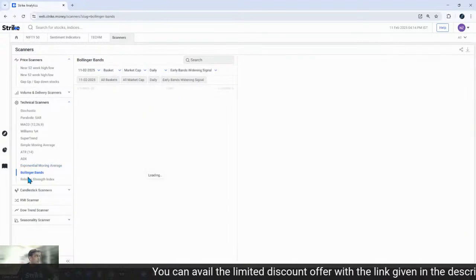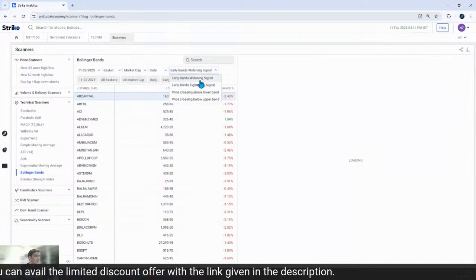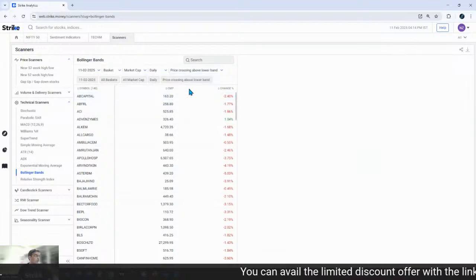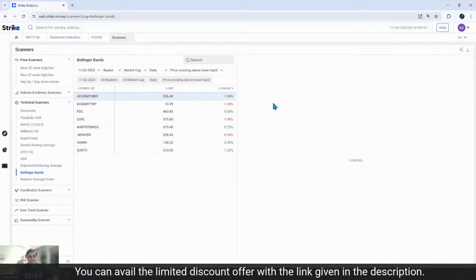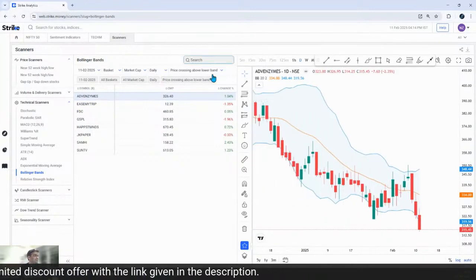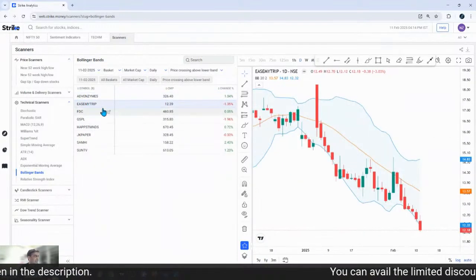So when you click on Bollinger Bands, you will find four options: early bands widening, early bands tightening, price crossing above lower Bollinger Band. Okay, so what does this mean? Price crossing above lower Bollinger Band means prices yesterday or today went below the lower band, and today it just came up.